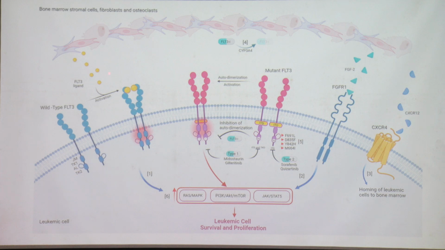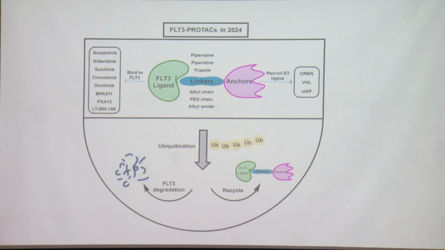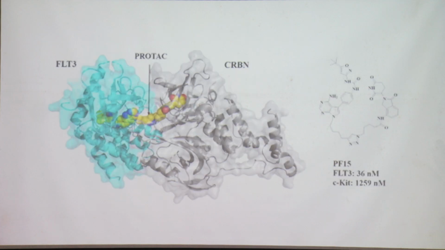Okay, so this is just showing you FLT3's role, that it is very important in leukemia. Okay, CML, Gleevec, a side effect of Gleevec is that it also inhibits FLT3. That's why it is so powerful. It not only inhibits BCR-ABL, but it also inhibits FLT3, and FLT3 is very important in leukemia. So we have made FLT3 PROTACs in 2024, which degrade FLT3.